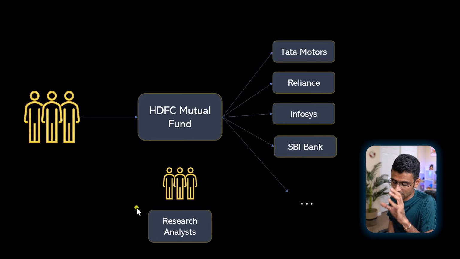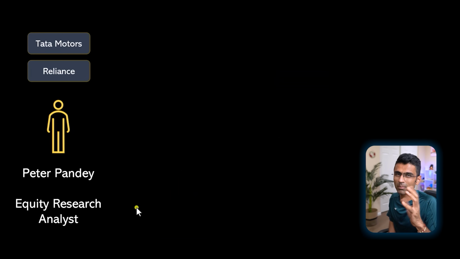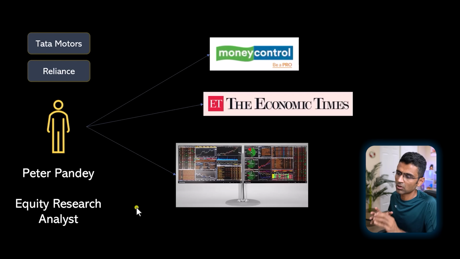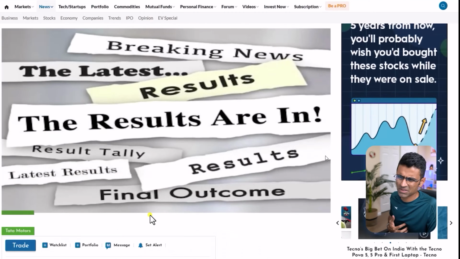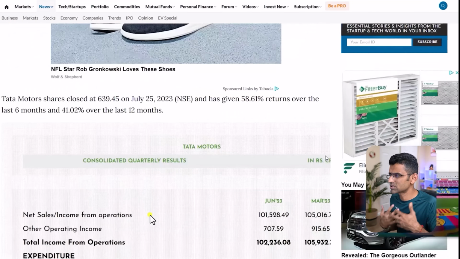In this research team, every individual person might have a couple of stocks. Let's say Peter Pandey is working for HDFC Mutual Fund. He might be looking at Tata Motors and Reliance, and his job is to do research on these stocks. Daily he comes to his job and reads a bunch of articles from Money Control, Economic Times, or maybe he has access to premium products such as Bloomberg Terminal, and he will do all his research based on the news articles, the earnings reports, the quarterly financial reports, and so on. Now you can understand reading news articles from these various websites is a tedious task. There are so many articles, so much information to consume.